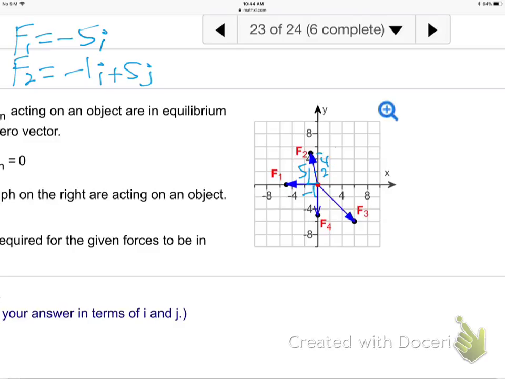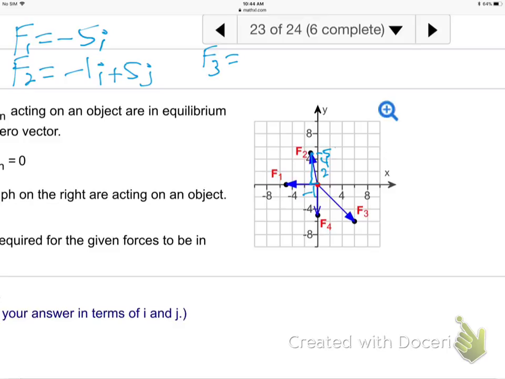That's 2, 4, and that's 5. Everybody good? And it's back 1 to this dot here. Good? And then force 3. What's force 3?